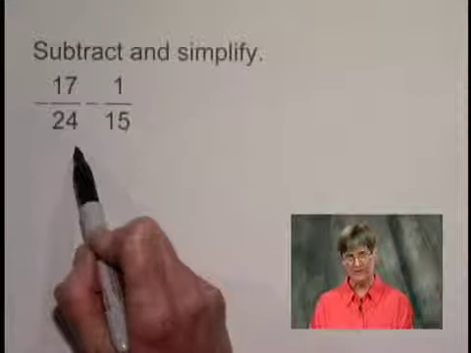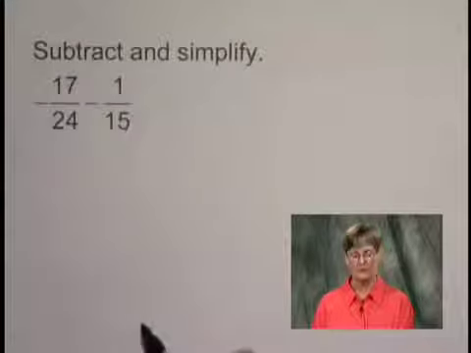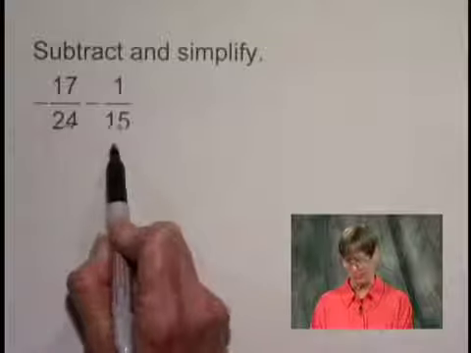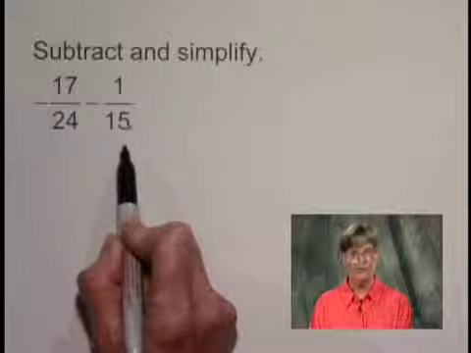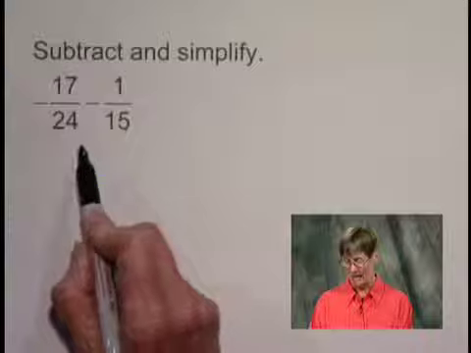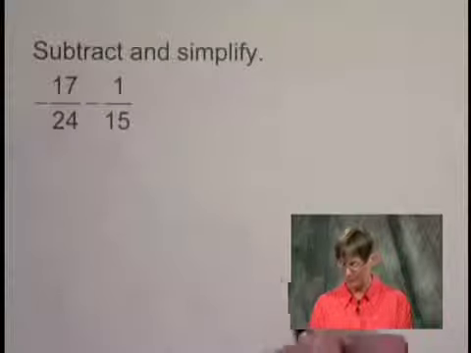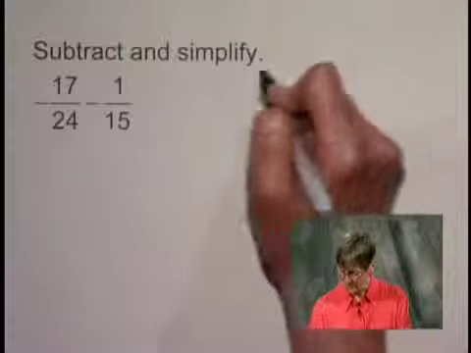We subtract with fraction notation in this exercise. The subtraction that we're doing is negative 17 over 24 minus 1 over 15. These fractions have different denominators, so the first thing that we need to do is to write them with a common denominator. And the denominator that we would like to use is the least common multiple of these two denominators. And let's just see what that is.